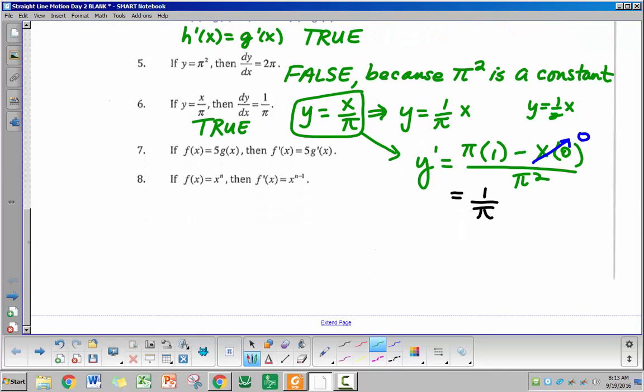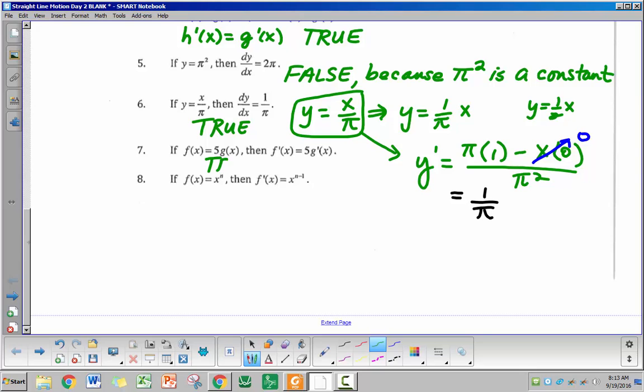All right, number 7. If f of x equals 5 times g of x, then f prime equals 5 times g prime of x. Is that true or false? Okay, why? Let's use the product rule. It's true, because it's like the last one. Just because you always multiply it.